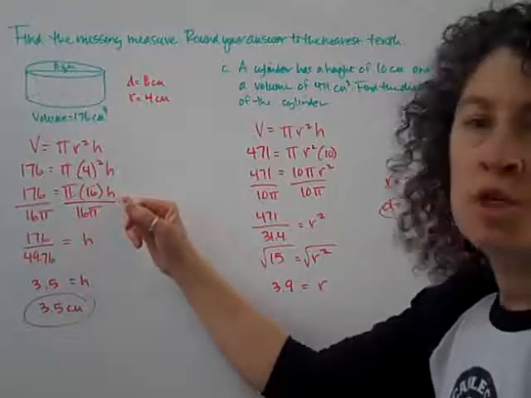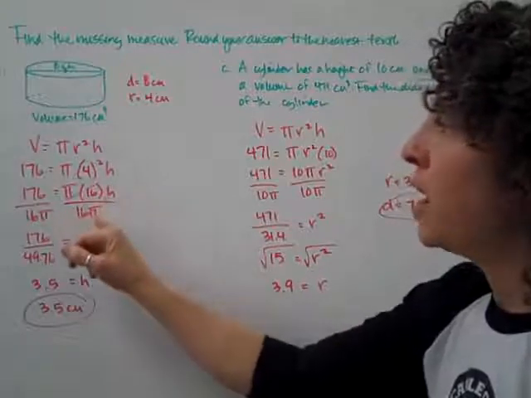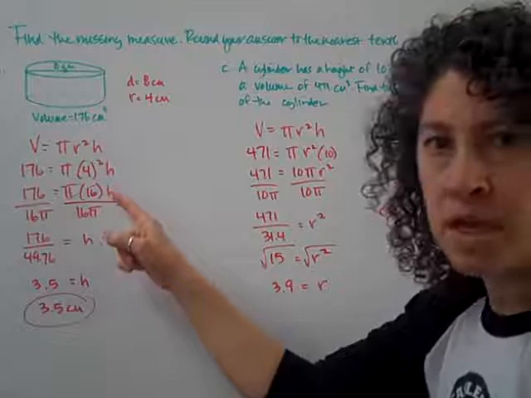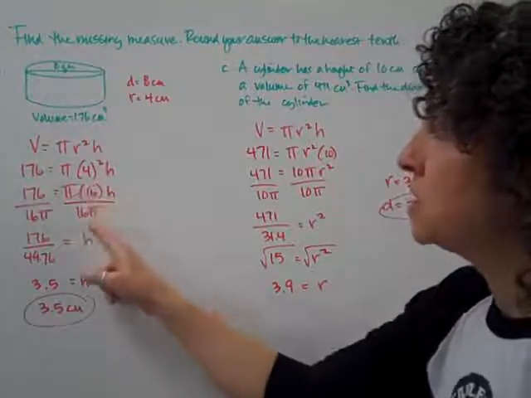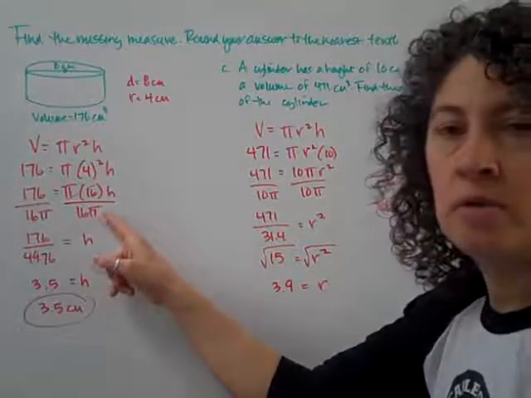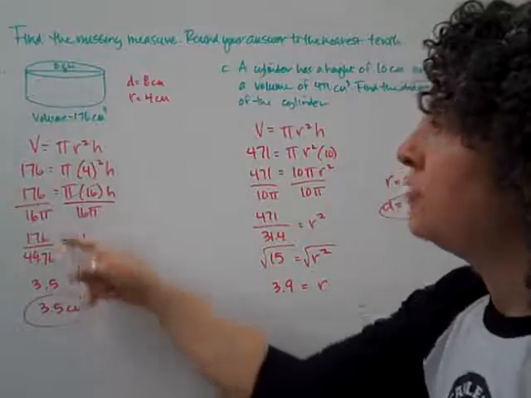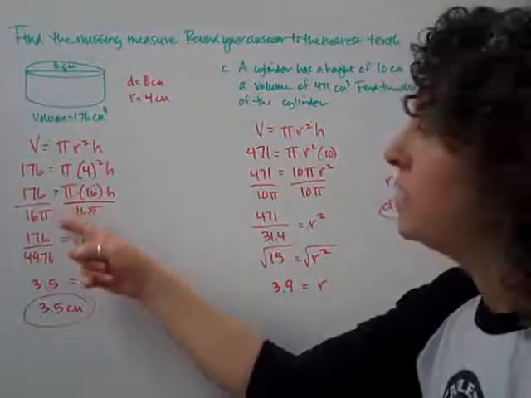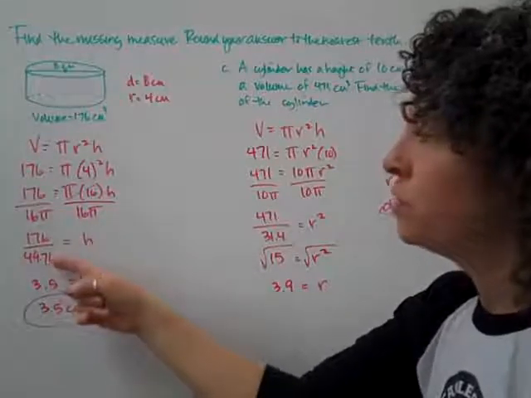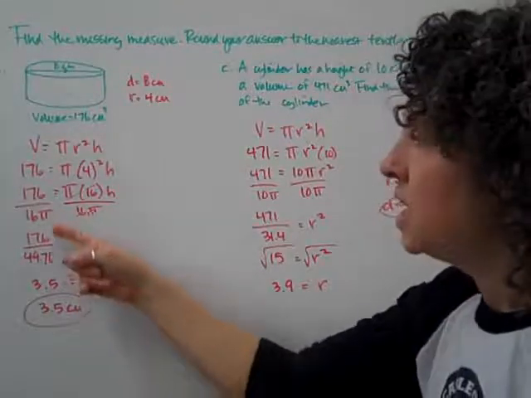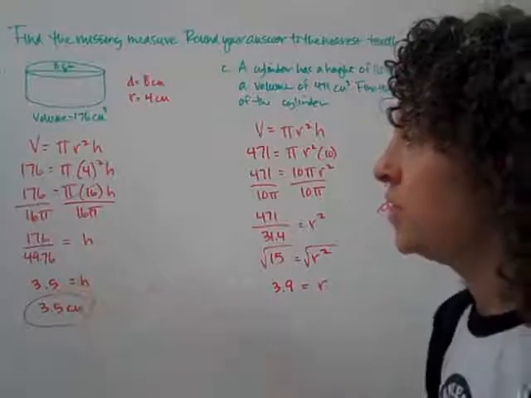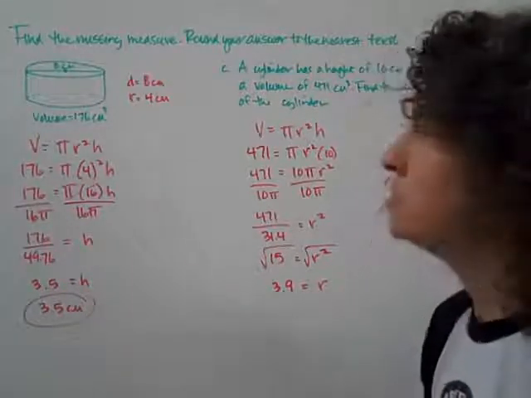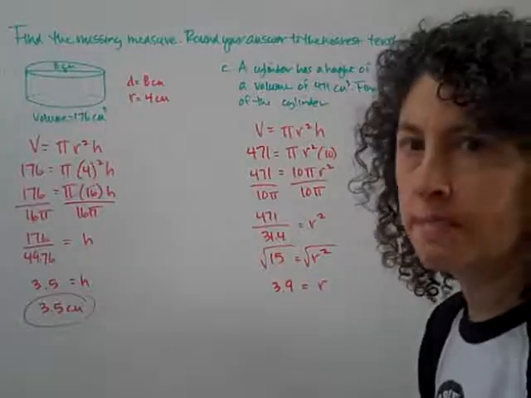So I want to get this h by itself, so I'm going to divide by 16 pi. Since we're multiplying times the h, I'm going to divide by those. So 16 pi cancels out here on the right-hand side, and I'm left with 176 over 16 pi. So I grab my calculator. 16 times 3.14 is 49.76, and then when I do the division, I get about 3.5. So my height is 3.5 centimeters for this particular cylinder.